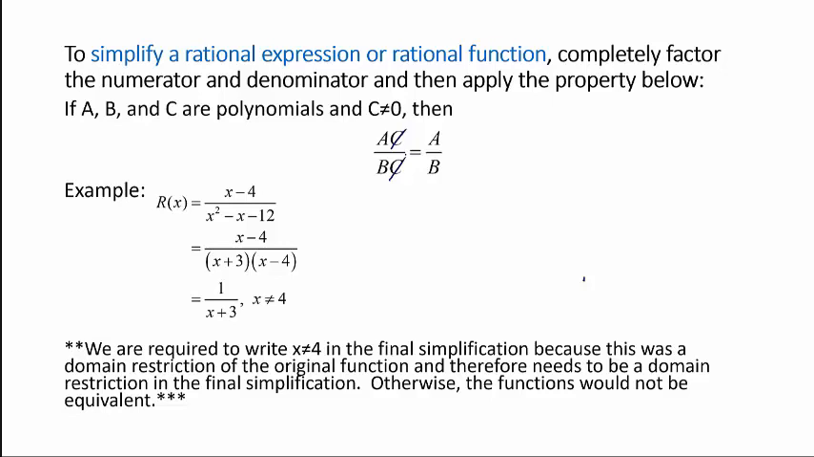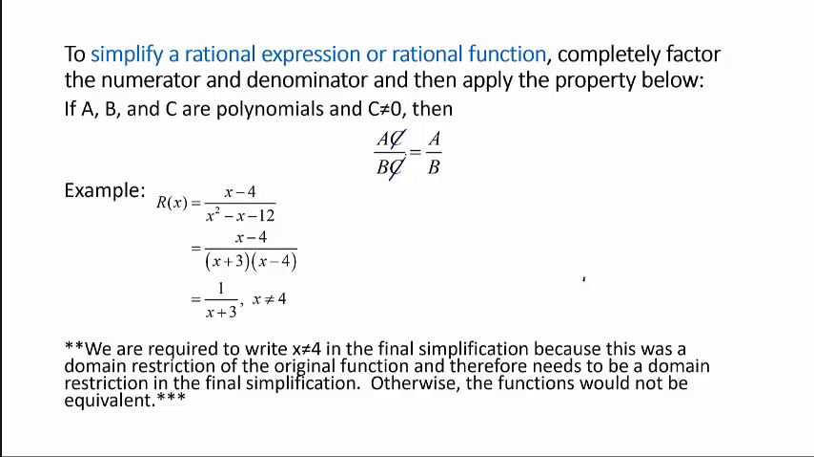So if we had r of x is equal to x minus 4 over x squared minus x minus 12, it's a rational function, right? The numerator is fully factored, but if we factor the denominator, we're looking for factors of negative 12 that add to negative 1, and positive 3 and negative 4 do it, right? 3 minus 4 is negative 1, and 3 times negative 4 is negative 12. Okay, so we factored that.